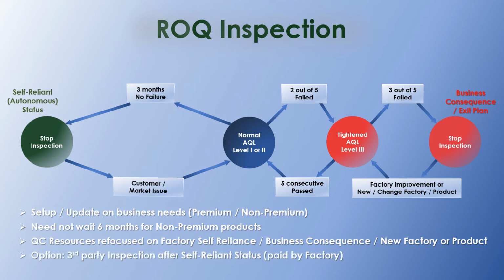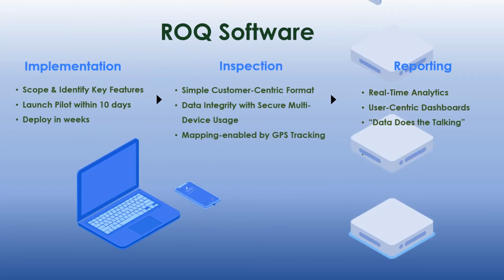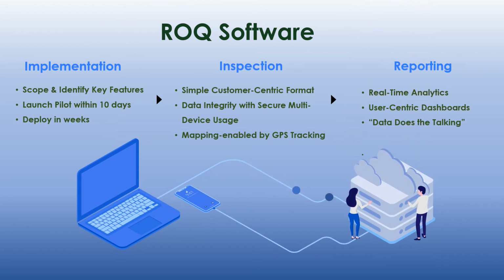Since these resources would have already been reassigned if a major customer or market issue happens after achieving a self-reliant status, there is always the option to utilize third-party inspection services paid for by the concerned poor-performing factory as a business consequence. By now, you may have realized the difficulty of trying to manage this process with the ever-changing requirements you are facing and will continue to face with your products, suppliers, customers, and market. Well, I realize that too. So we developed a software solution to ensure that the ROQ process is sustainable and simple for users while still being able to achieve the benefits of ROQ.